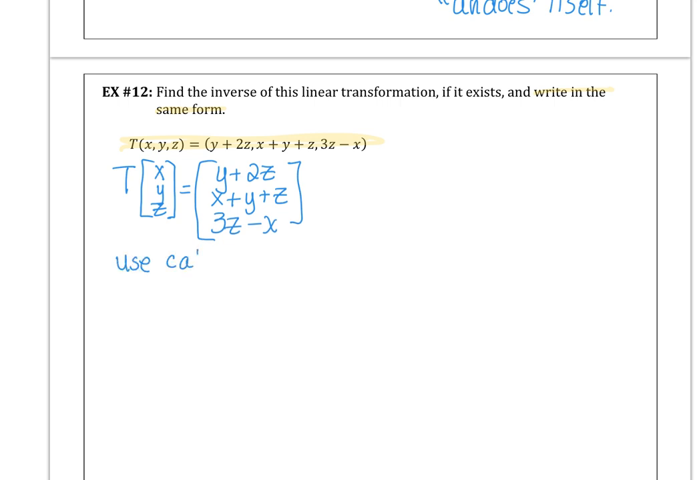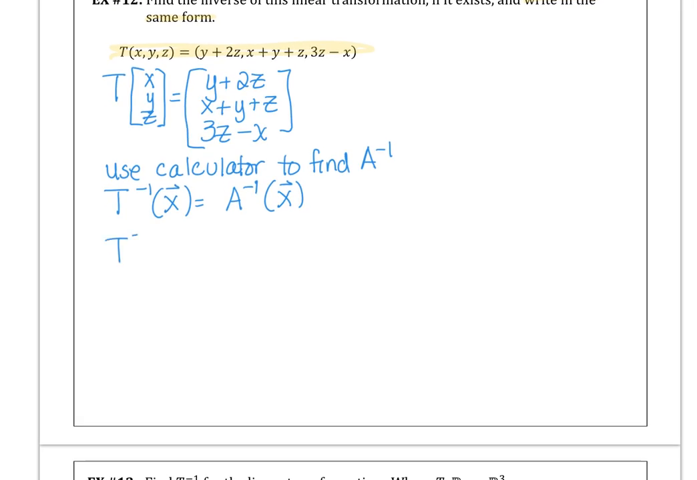So I could use a calculator. I'm not going to take the calculator out, but I'm going to make note that I'm going to use a calculator to find A inverse. So T inverse of X bar is going to be A inverse of vector X. So T inverse of X bar is 0, 1, 2, 1, 1, 1, -1, 0, 3.